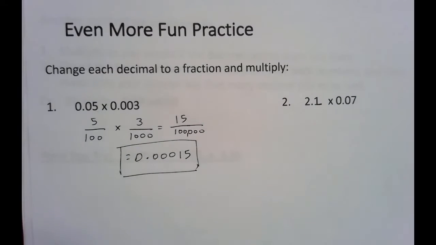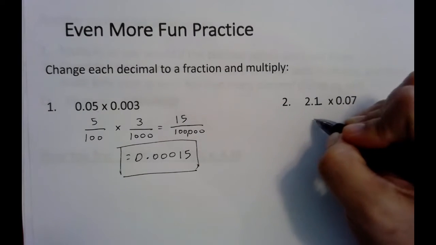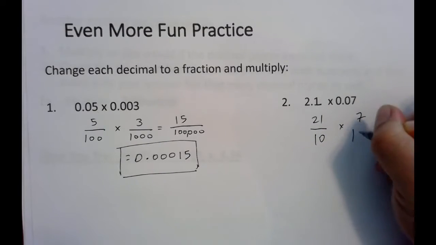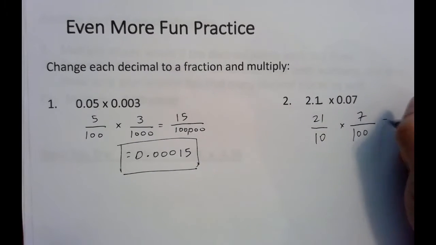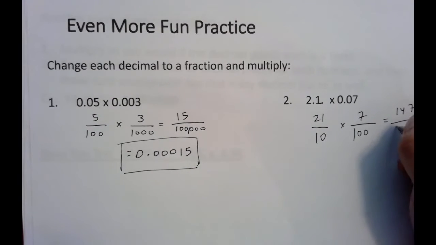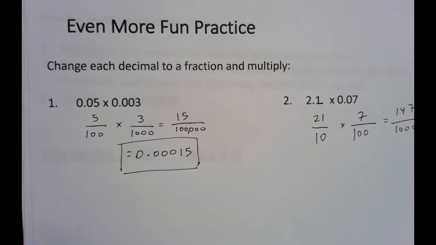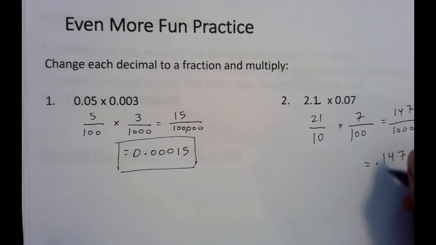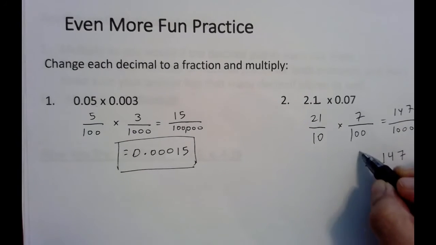Let's try this one. 2.1 times 7 hundredths. So this is 21 tenths, right? There's one decimal, times 7 hundredths. So that's going to be 147 over 1,000. Okay, so that's just going to be tenths, hundredths, thousandths place. So it's going to be 147 thousandths.